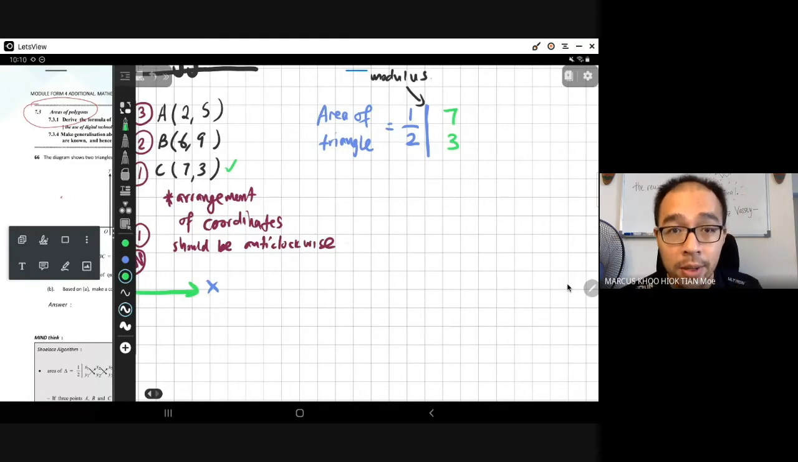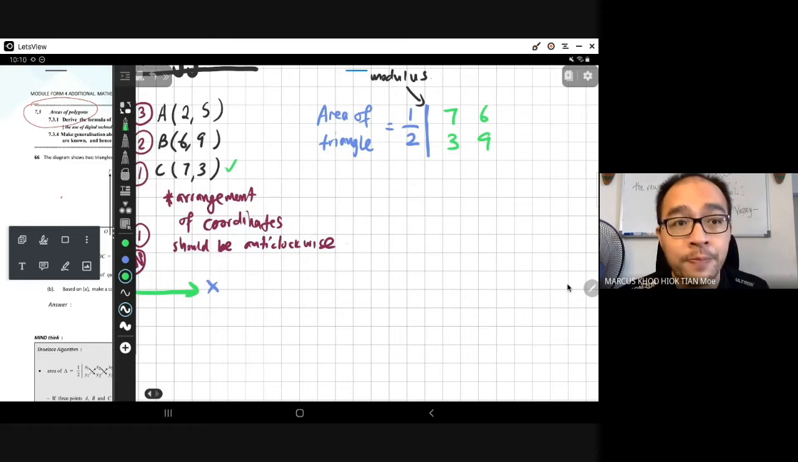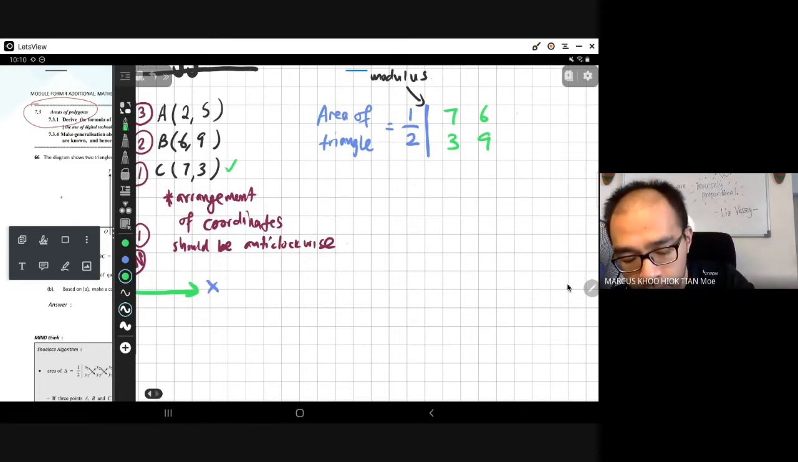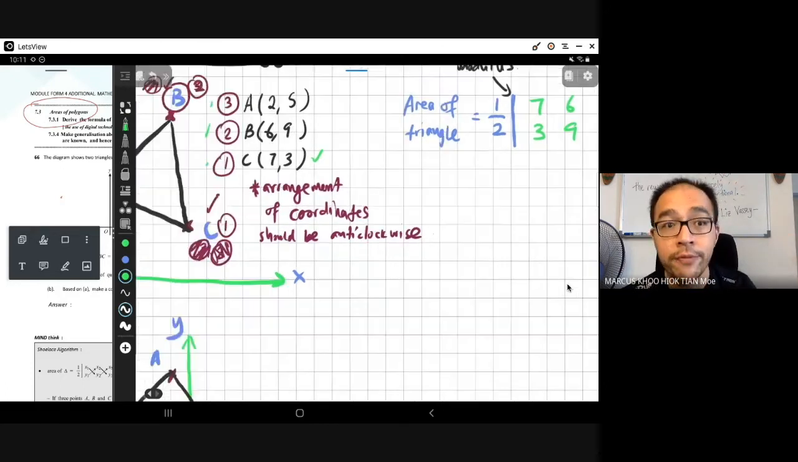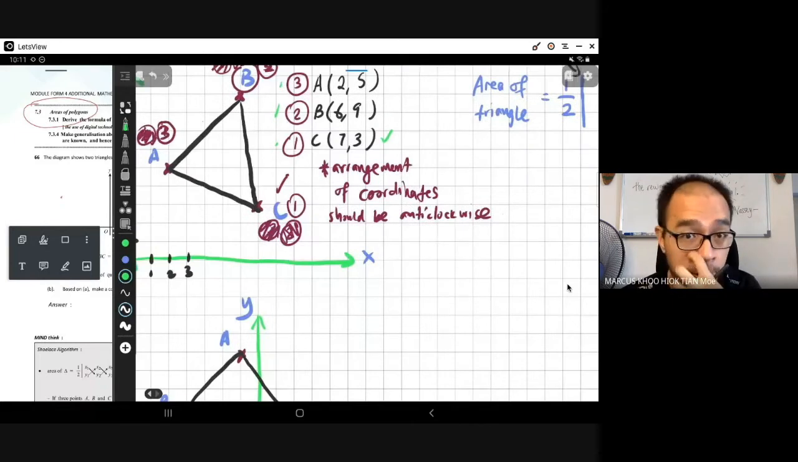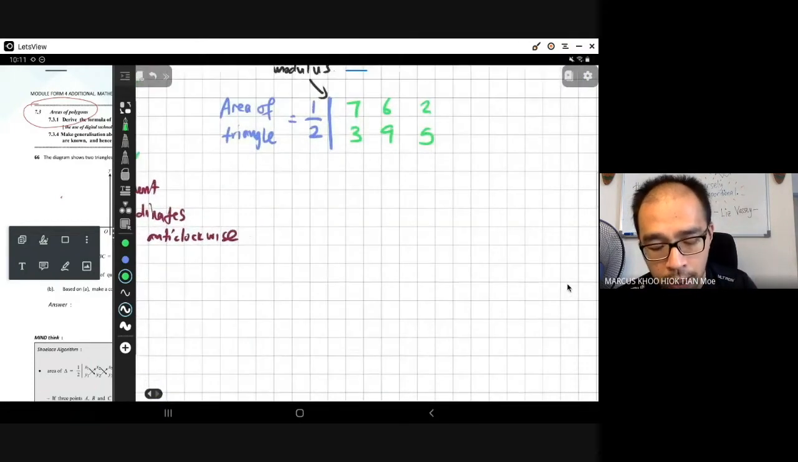The second one is 6 and 9, so 6 on top, 9 at the bottom. And the third one is 2 and 5, 2 and then 5, like that. So all the x coordinates on top, and then all the y coordinates at the bottom, but in an anti-clockwise motion. If they give you the diagram, you do anti-clockwise. If they don't give you the diagram, then it doesn't matter, you can do whichever way you want. I will explain why.